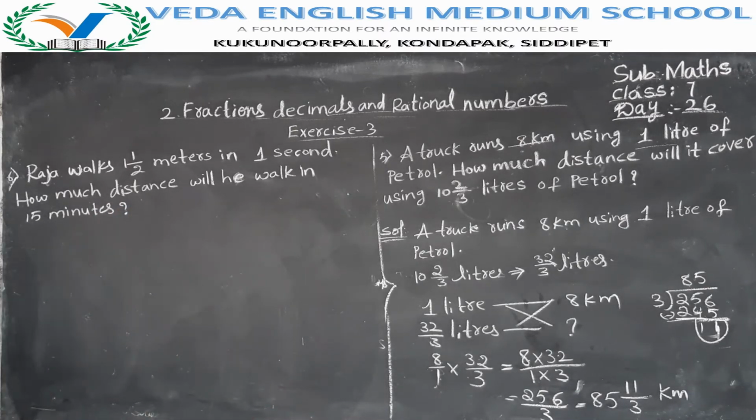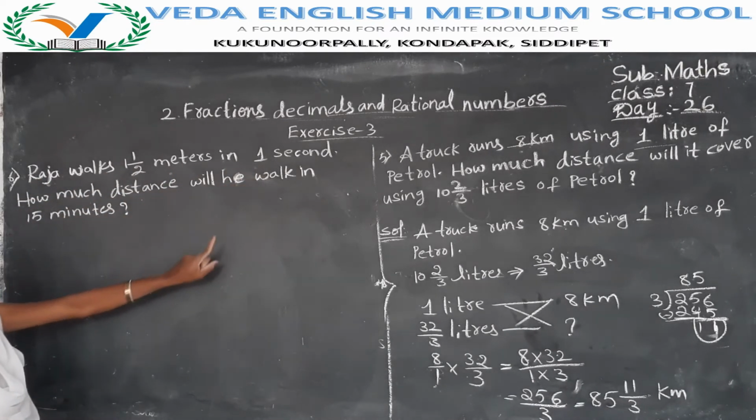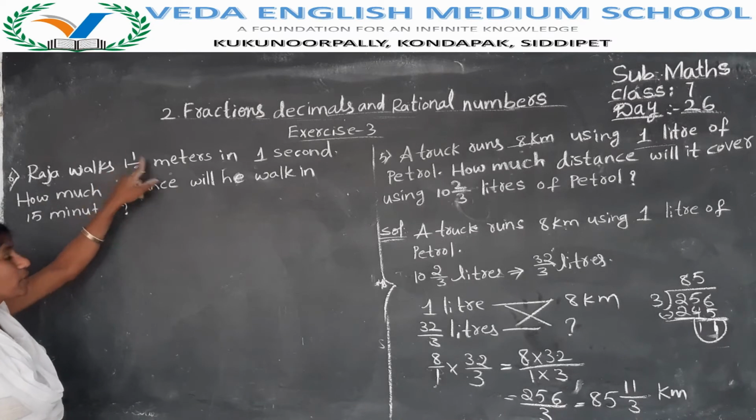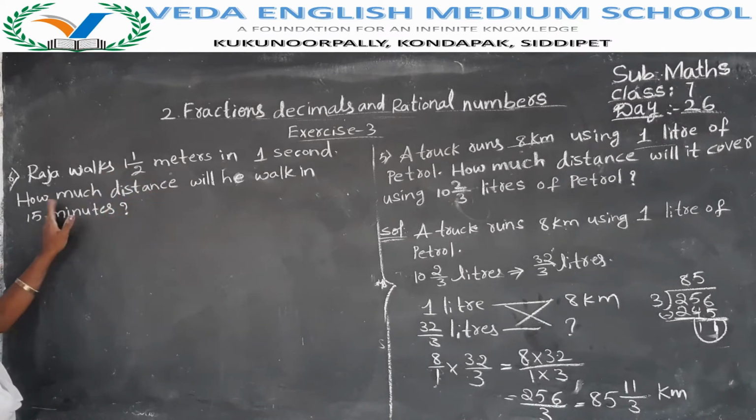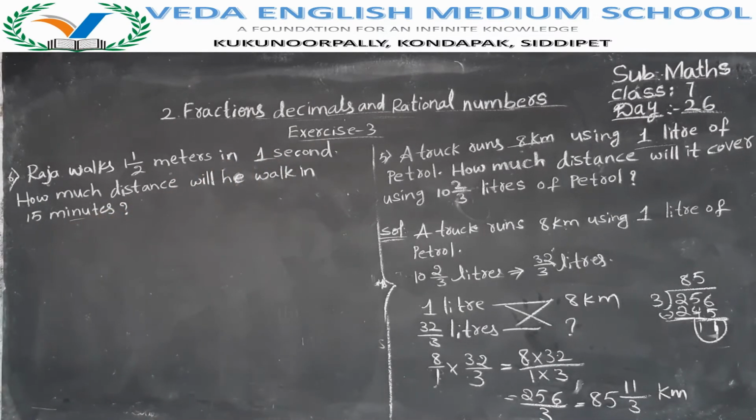Now see the question. Raja walks 1 into 1 by 2 meters in 1 second. How much distance will he walk in 15 minutes? Now here they said in seconds, here they said in minutes.